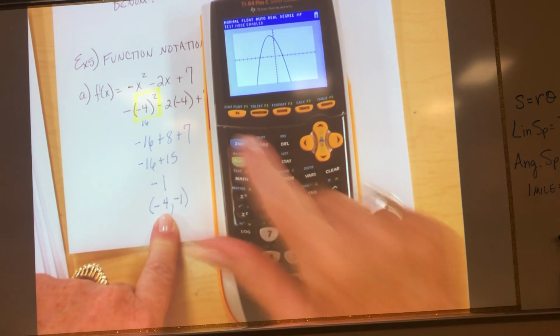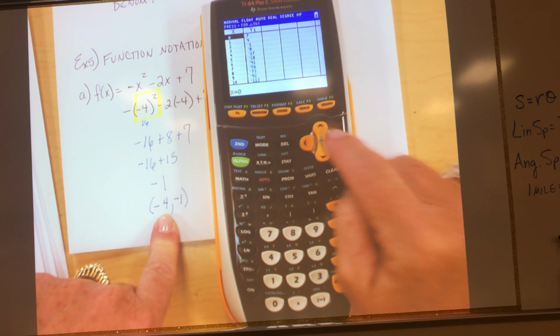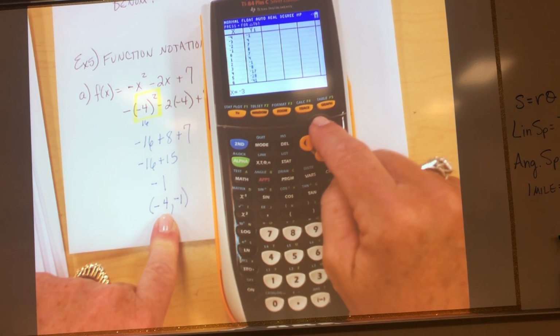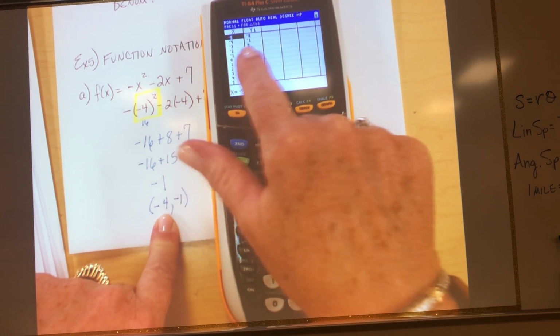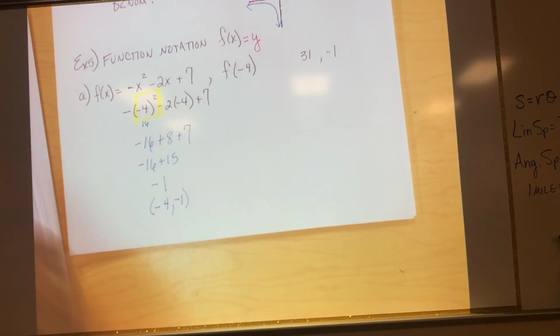It looks like it is, so I'm going to go to my table. Here's my table. I'm going to go up. Boom. There it is. Negative 4, negative 1. And that's how we would check it, right? That's a good way to check it.